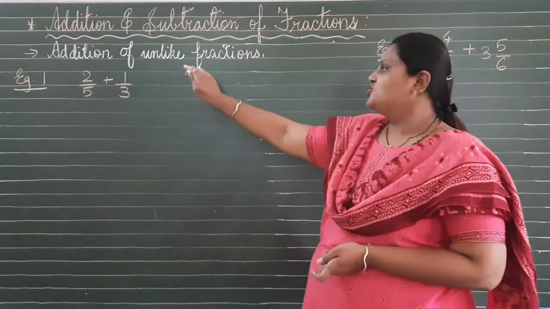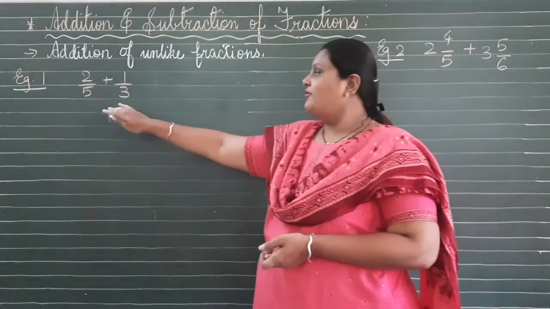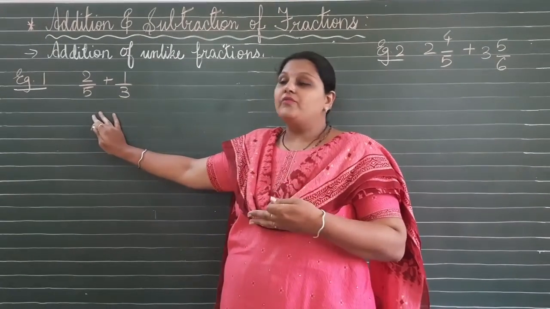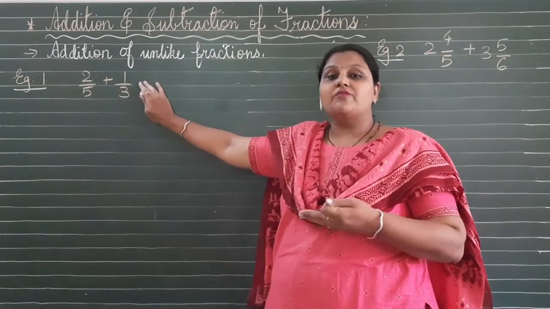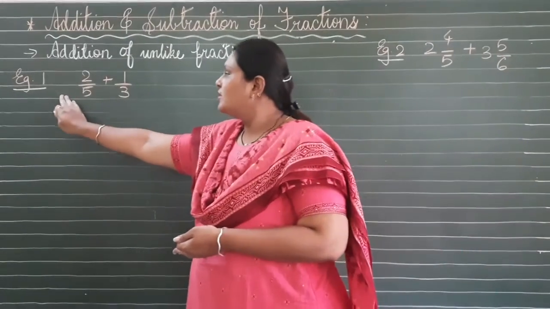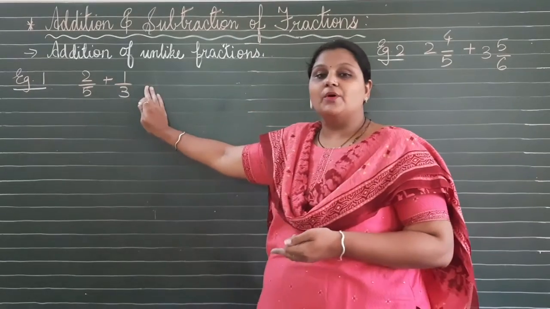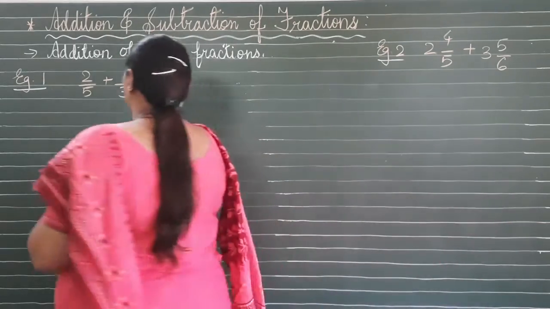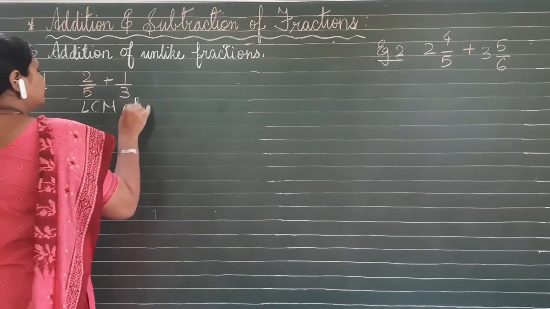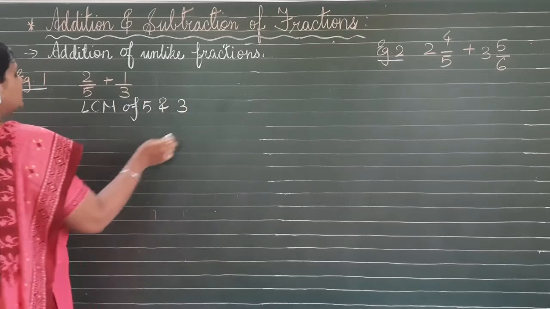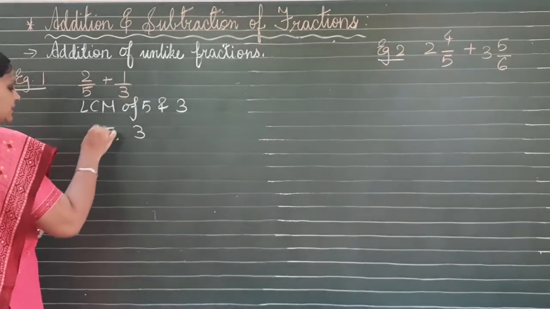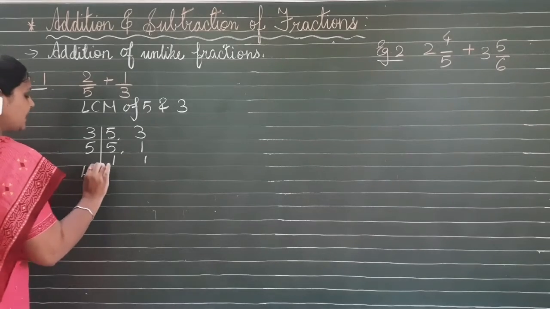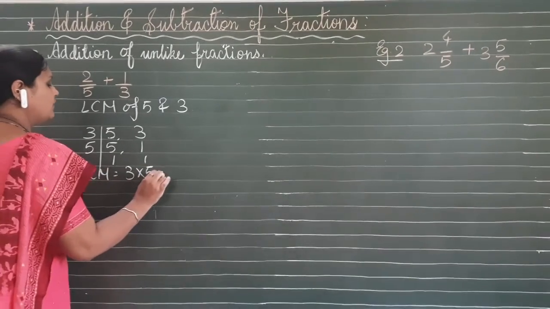Now let us see addition of unlike fractions. Unlike fraction means different denominators. When you are given unlike fractions in a question, we will first find out LCM. Here question is 2 upon 5 plus 1 upon 3. 5 and 3 are different, so we will find out LCM of 5 and 3. So LCM of 5 and 3 will be 3, 1, 5, 1, 1. LCM 3 into 5, 15.